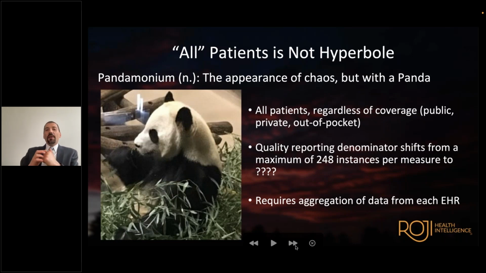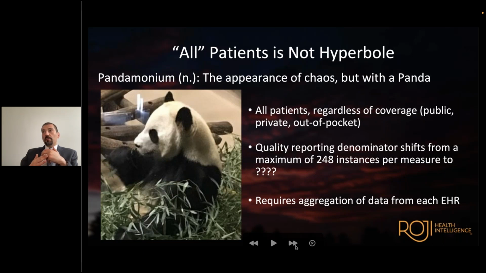All patients, regardless of coverage, are included. So it could be patients that are not just Medicare and Medicaid and Medicare Advantage, but everything, whether it is public, private, out of pocket, all patients are meant to be included, must be included in the APP. What that means is that the quality reporting denominator shifts. So in the CMS web interface, as we all know, you've got 248 patients in a sample per measure, and you need to report on each of those.